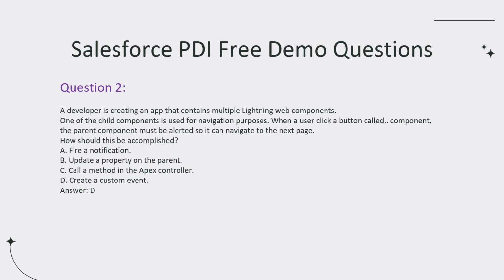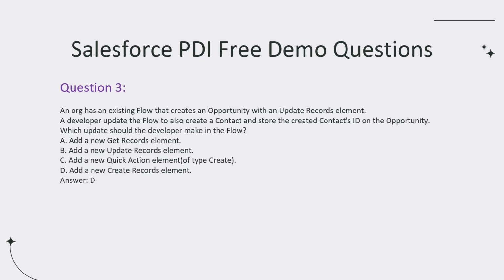2. A developer is creating an app that contains multiple Lightning Web components. One of the child components is used for navigation purposes. When a user clicks a button in the child component, the parent component must be alerted so it can navigate to the next page. How should this be accomplished? A. Fire a notification. B. Update a property on the parent. C. Call a method in the Apex controller. D. Create a custom event. Answer: D.